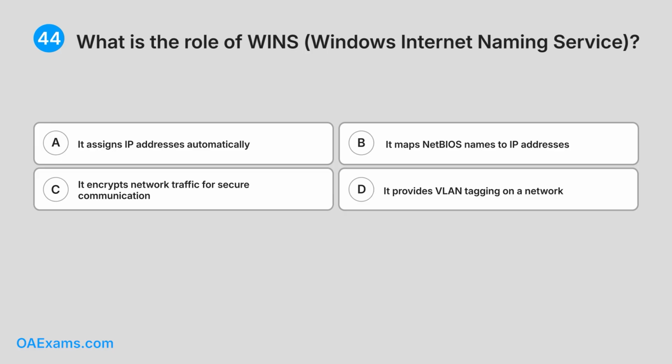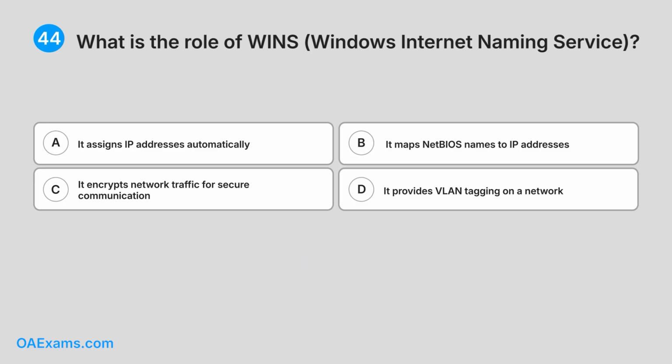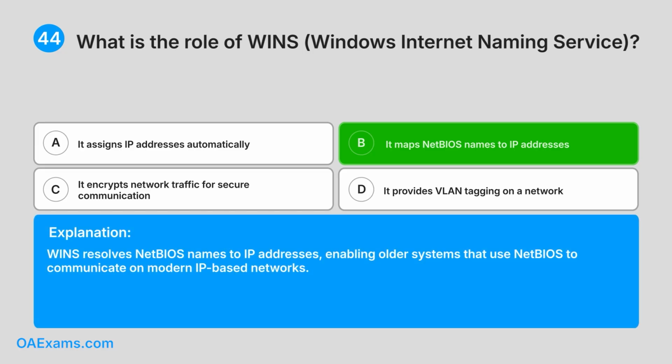44. What is the role of WINS, Windows Internet Naming Service? A. It assigns IP addresses automatically. B. It maps NetBIOS names to IP addresses. C. It encrypts network traffic for secure communication. D. It provides VLAN tagging on a network. Do you know the answer? Correct answer: B. It maps NetBIOS names to IP addresses. Explanation: WINS resolves NetBIOS names to IP addresses, enabling older systems that use NetBIOS to communicate on modern IP-based networks.